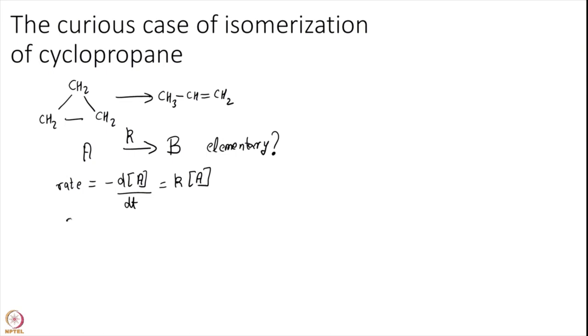Well, let me just rearrange it in a form that was experimentally observed. So, this is my prediction. If I hold the hypothesis that A going to B is elementary, then I predict that rate over concentration of A must be a constant, must be a number. I again highlight that k is independent of concentration of A.